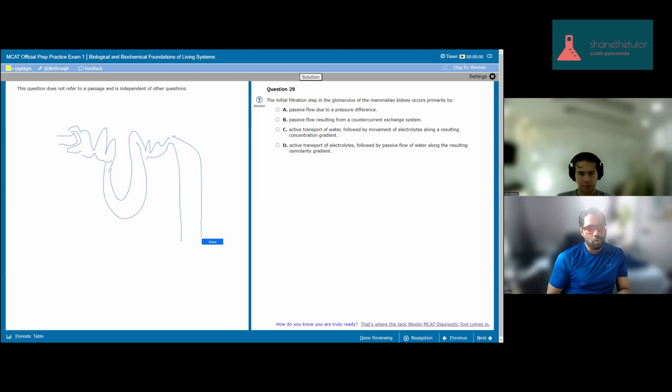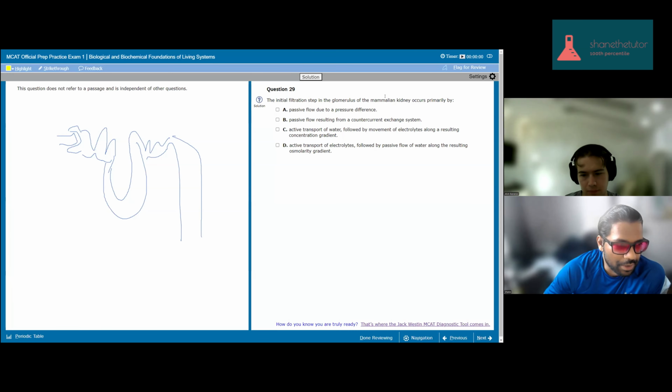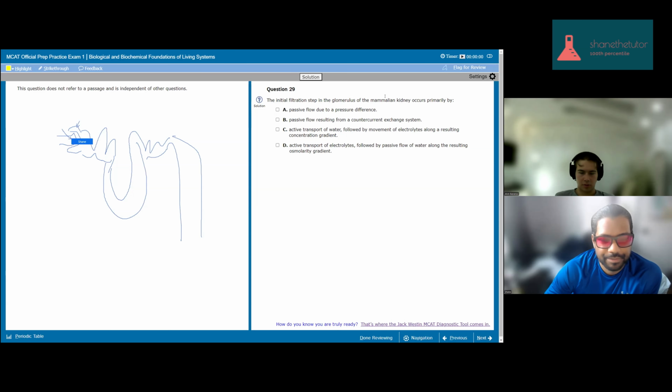Where do you think it'll be here? Very left. Show me. Do you see the arrow? So there, right? Yep. So this is the start of this tube system, right? Bowman's capsule. Yeah. What's this? Glomerulus, which is capillaries.